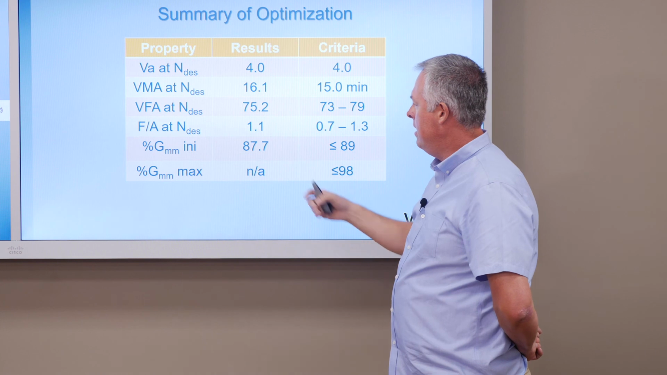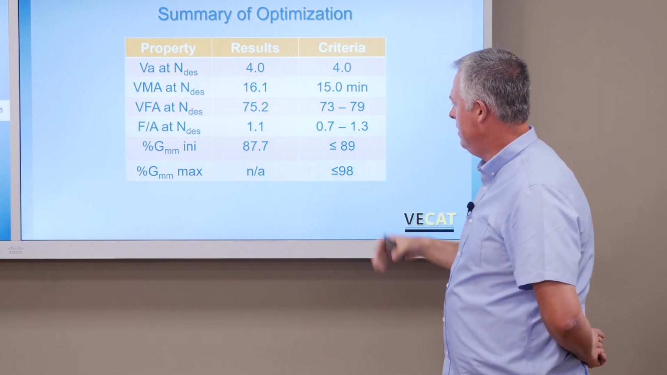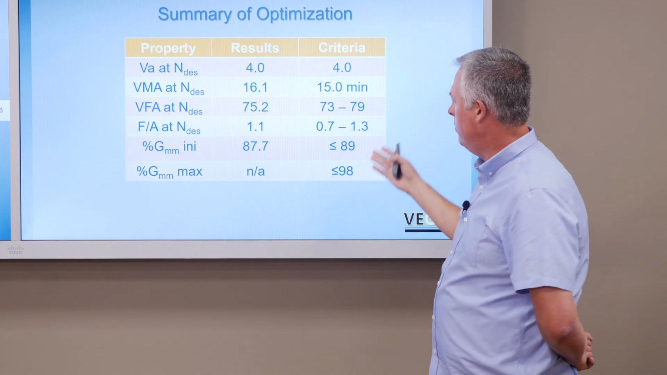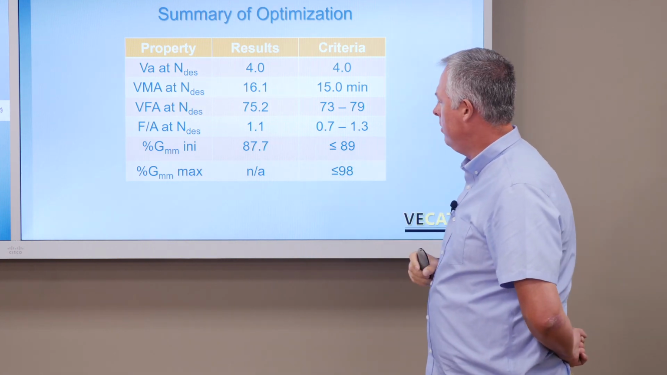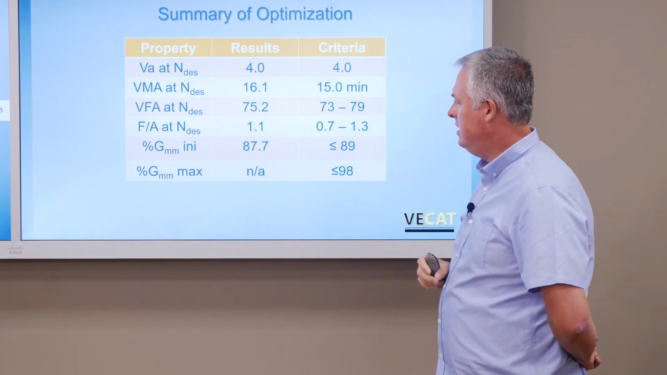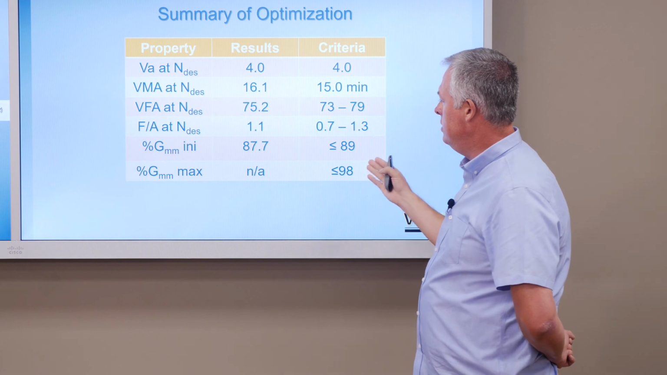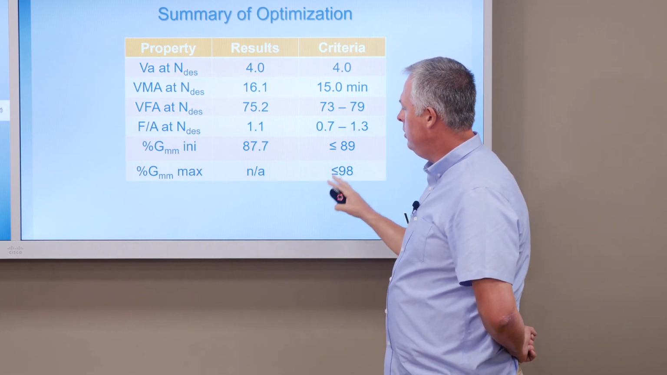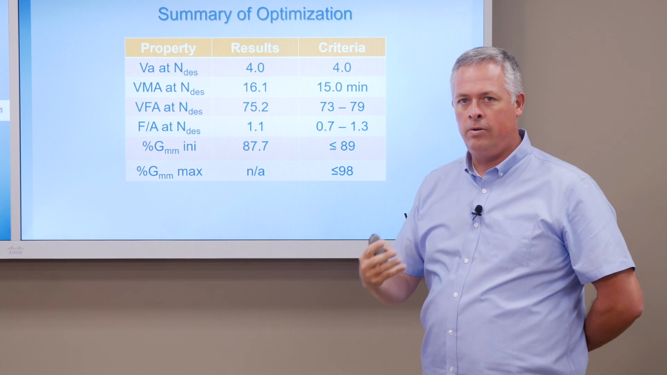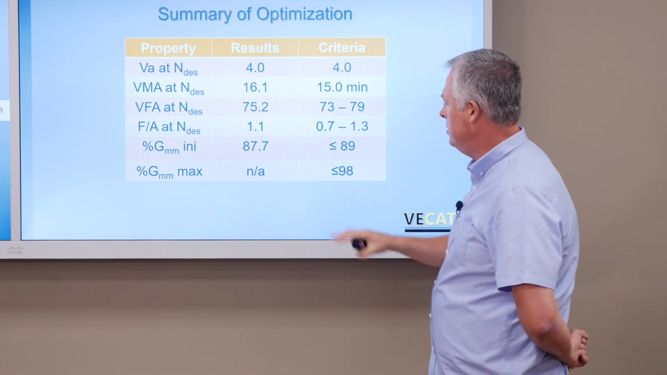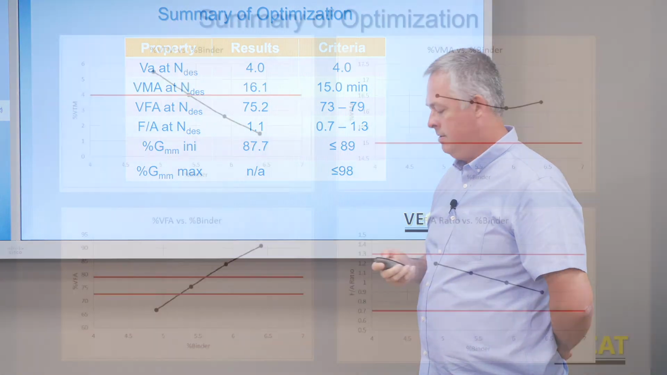We've got a percent GMM at initial of 87.7. Again, that's our tenderness check. We're well under the 89. Also, that's not a spec any longer in Virginia, but it's just interesting to see, to give you an idea if there's some potential for tenderness. And then the GMM at Nmax, we don't utilize that any longer. Again, you would have to compact to like 110, 125 gyrations to even do that now. We'd no longer do that in Virginia.